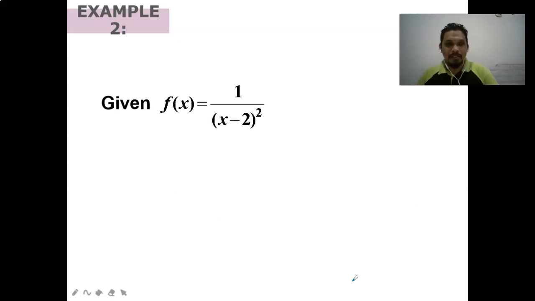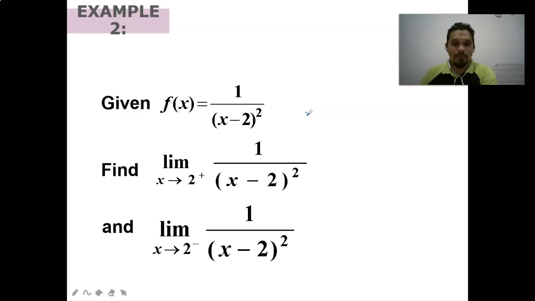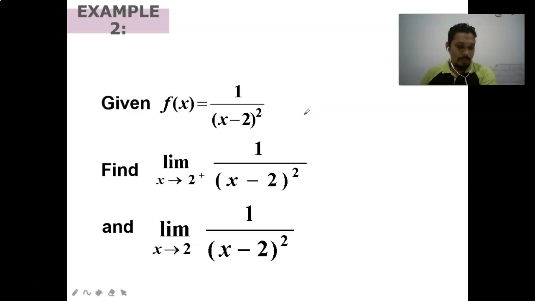Now, given f(x) equal to 1 over (x minus 2) squared. Find the limit as x approaches 2 from the right side, and the limit as x approaches 2 from the left side. Just imagine x approaching 2 from the right side and approaching 2 from the left side.